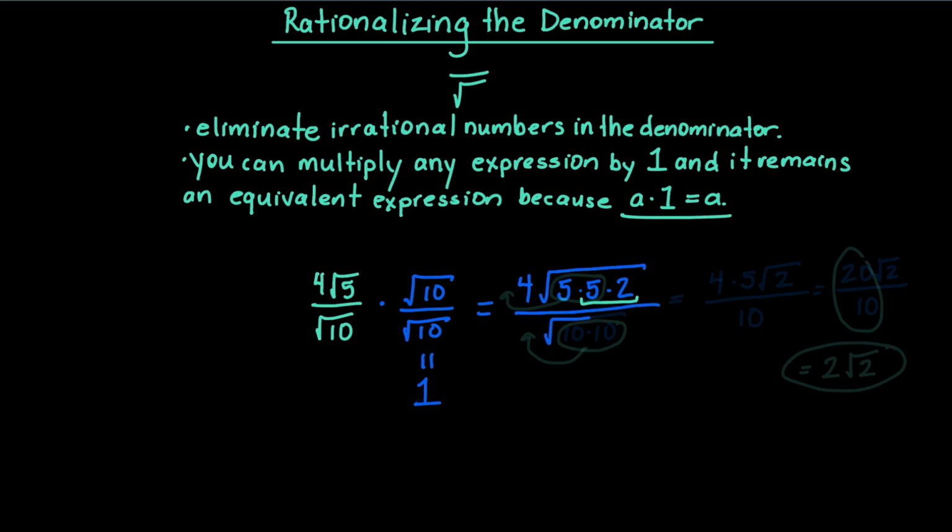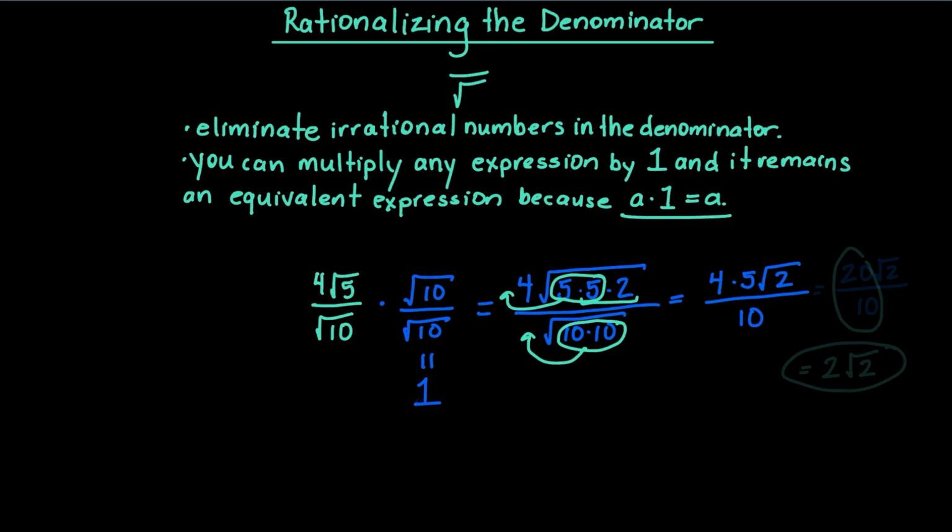So then at the bottom, we have 10 times 10 under our radical. I have a set of twin 10s that I can bring out of my radical at the bottom, but I also now have a set of twin 5s that I can bring outside my radical at the top. So at the top, I now have 4 times 5, and under my radical, I'm left with 2. And at the bottom, I'm left with 10.